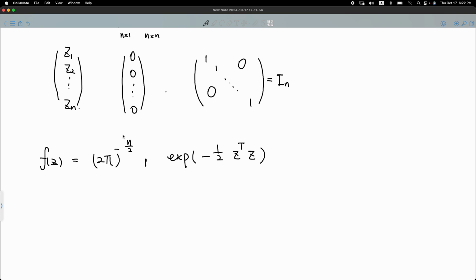So just to check the dimensions, the first term is still going to be a scalar. This 1 is also a scalar. Z is an n by 1 vector. Taking the transpose, you will have 1 by n. And then you multiply by another n by 1, you will get a 1 by 1, which is a scalar. So everything in this line will give you a scalar.